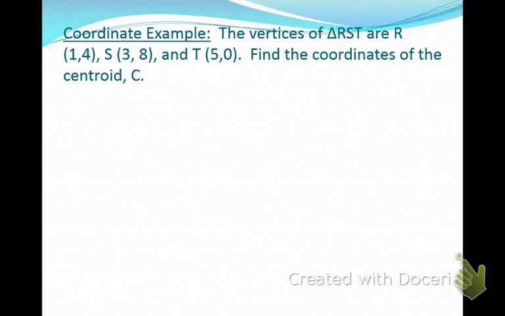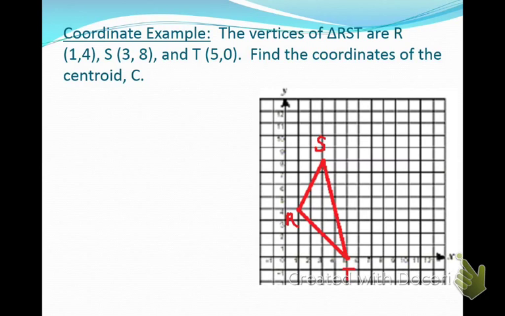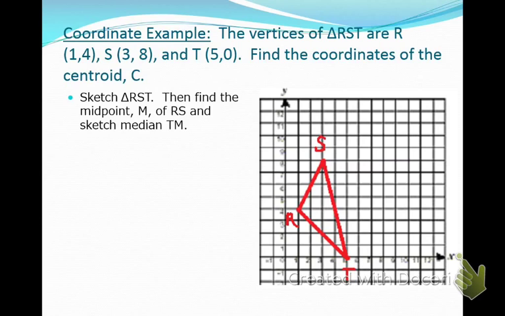Coordinate example. The vertices of triangle RST are given. Find the coordinates of the centroid C. Okay, so to do this, we would have to sketch RST, and then we would find the midpoint M of RS. So we'd use the midpoint formula to find the midpoint of RS, and then we would sketch the median TM.